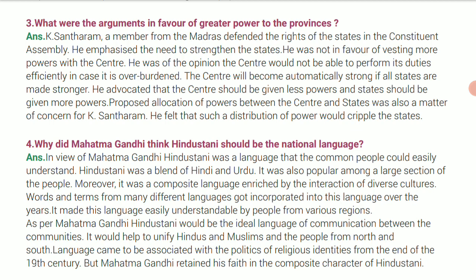He was of the opinion that the center would not be able to perform its duties efficiently if it is overburdened with duties, and the center will become automatically strong if all states are made strong. He advocated that the center should be given less power and the states should be given more power. He proposed an allocation of power between the center and the states, and it was also a matter of concern for K. Santhanam. He felt that such a distribution of power would cripple the states. So these were some of the arguments in favor of greater powers to the provinces.